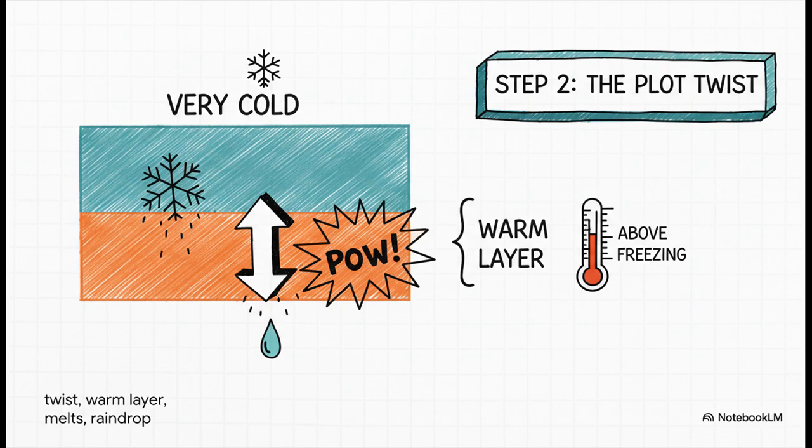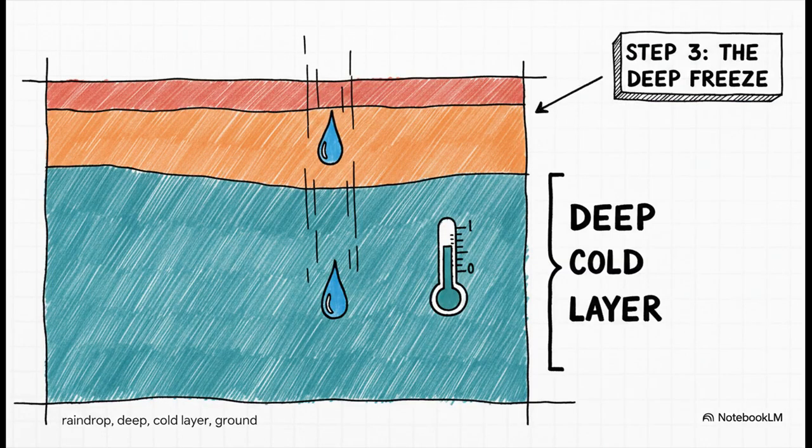It's not a snowflake anymore. It's just a regular old liquid raindrop. Now, for the most critical part of this whole journey, our little raindrop keeps falling and it enters the second layer of cold air, the one that's right near the ground.